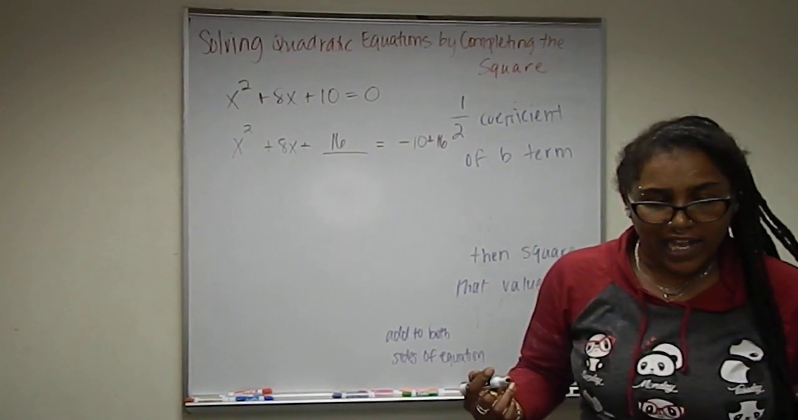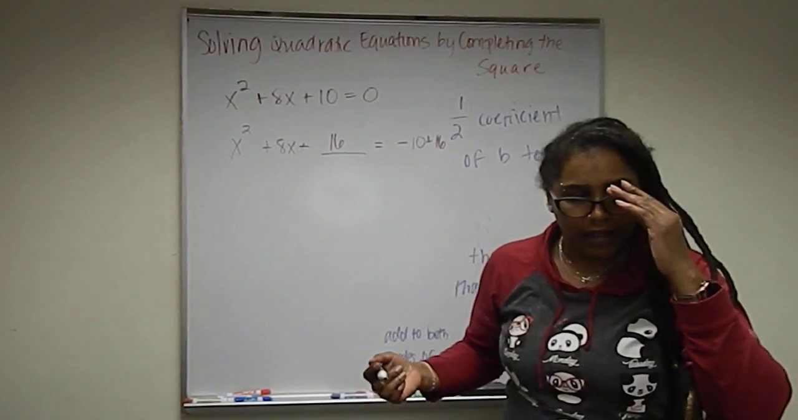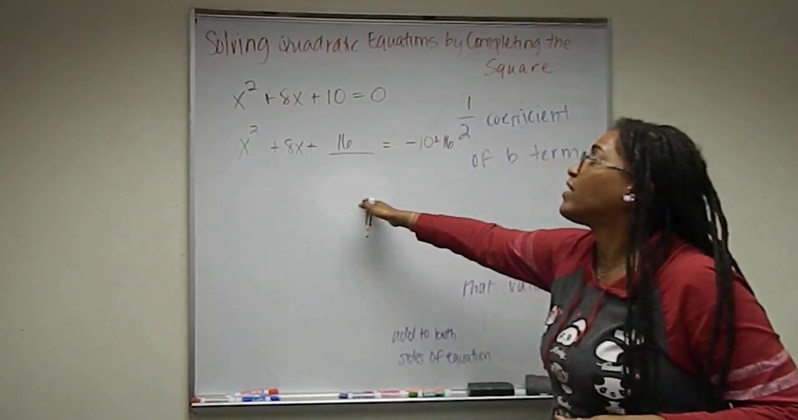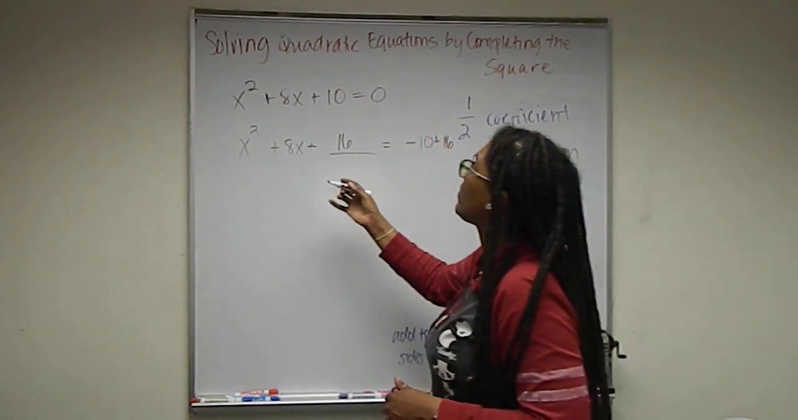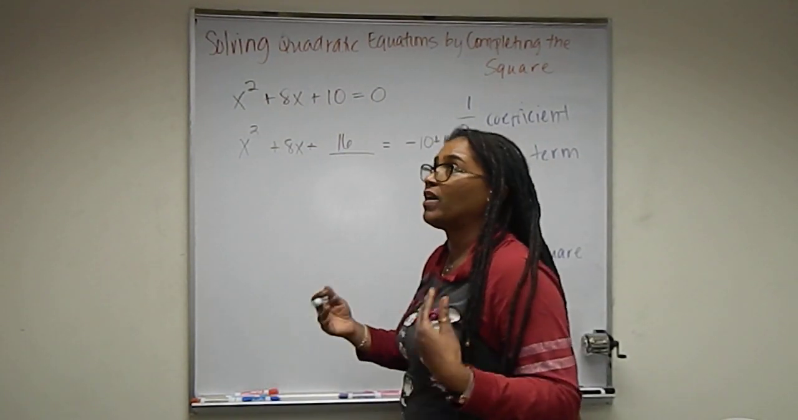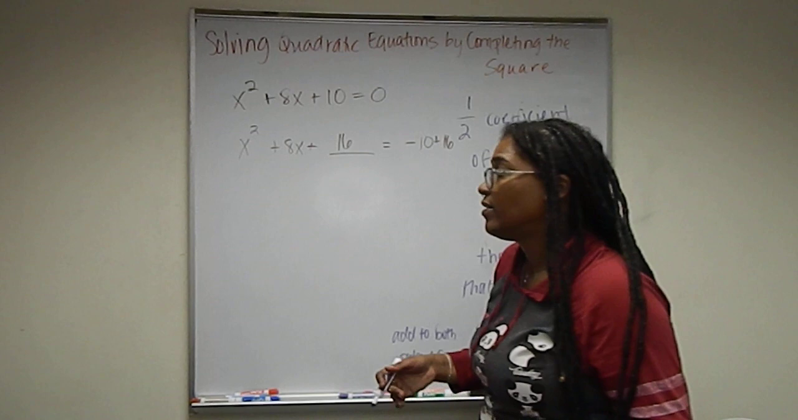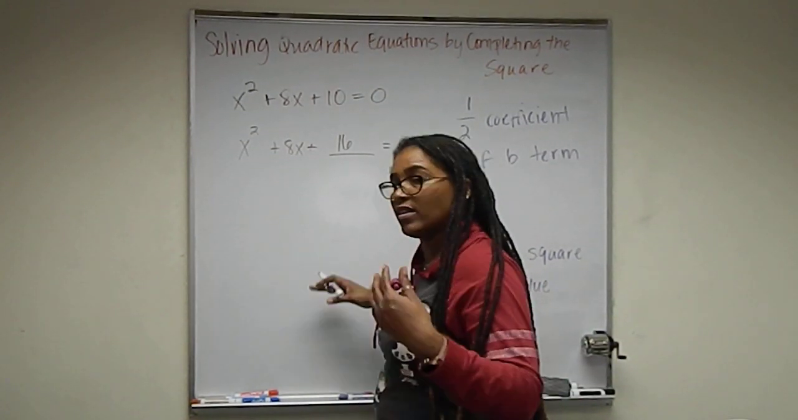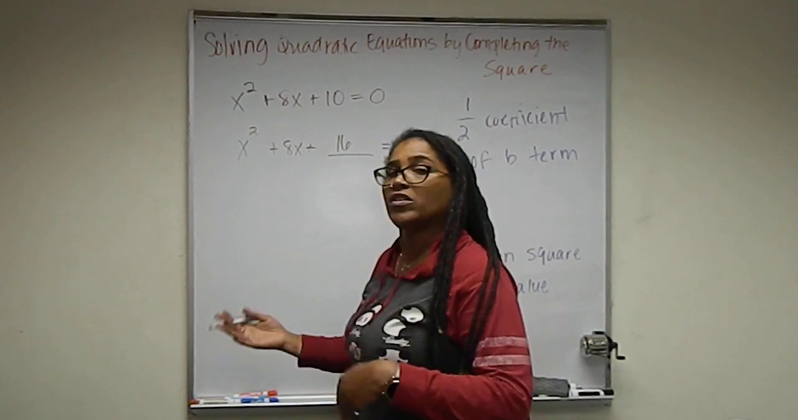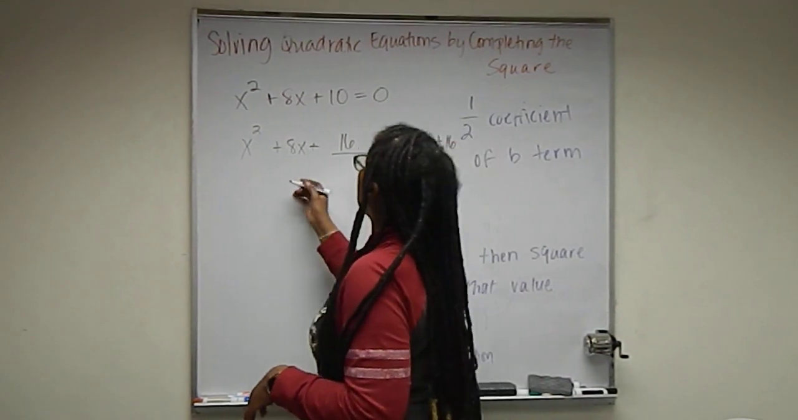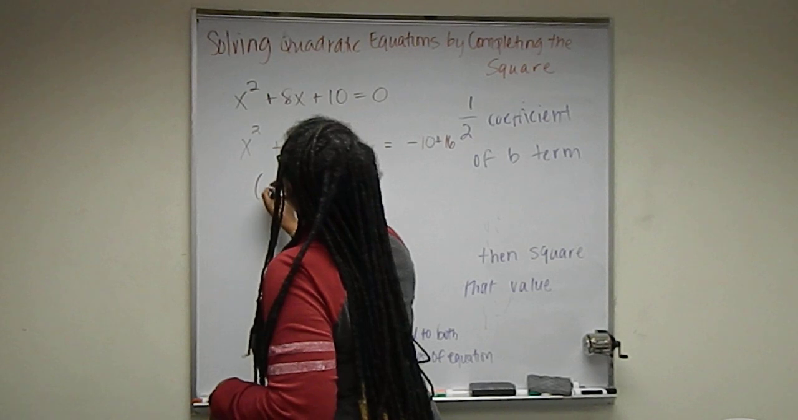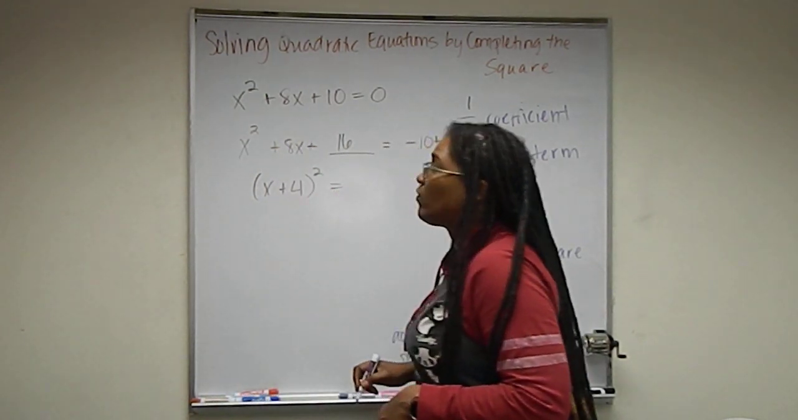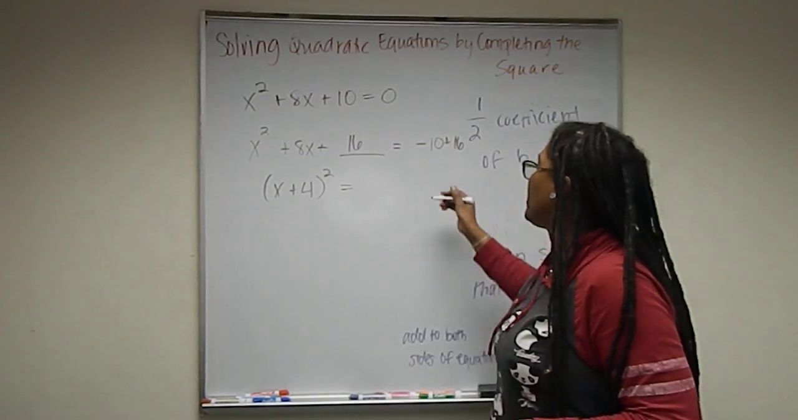Okay, so now that I've done that, I get to come along over here and I can rewrite this polynomial as a perfect square polynomial. Remember, this is based off of the square root property. If this side was squared, you had to take the square root to get to the answer. This should come after your square root property lesson. So now we know that this is x plus 4 squared. And that equals negative 10 plus positive 16.